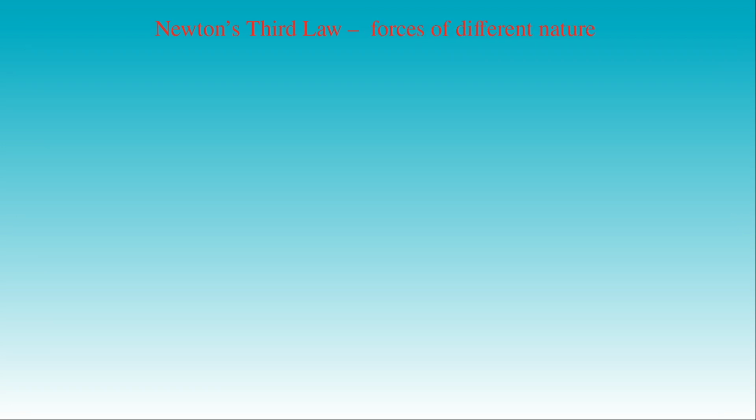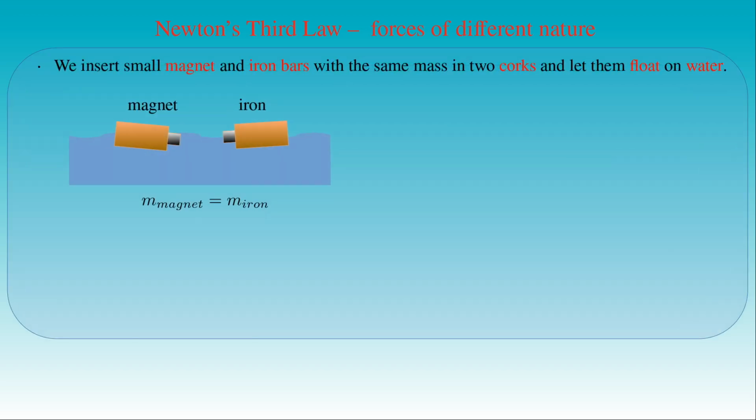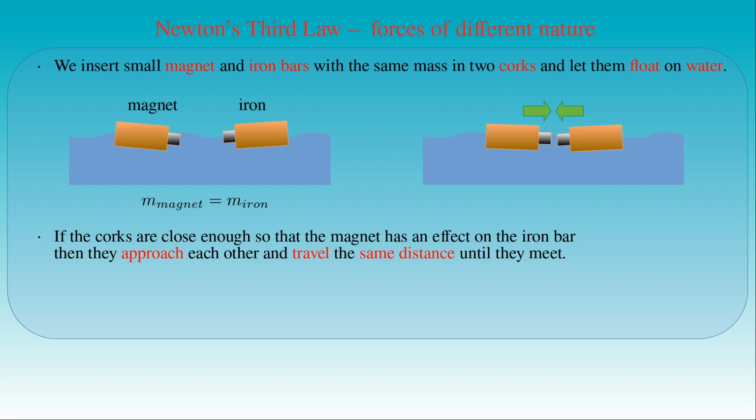We also need to note that these results do not depend on the nature of the forces applied on the bodies, which is demonstrated in the following experiment. If we insert small magnet and iron bars with the same mass in two corks, and let them float on the water, we can study the effect they have on each other. If the corks are close enough so that the magnet has an effect on the iron bar, then they approach each other and travel the same distance until they meet.